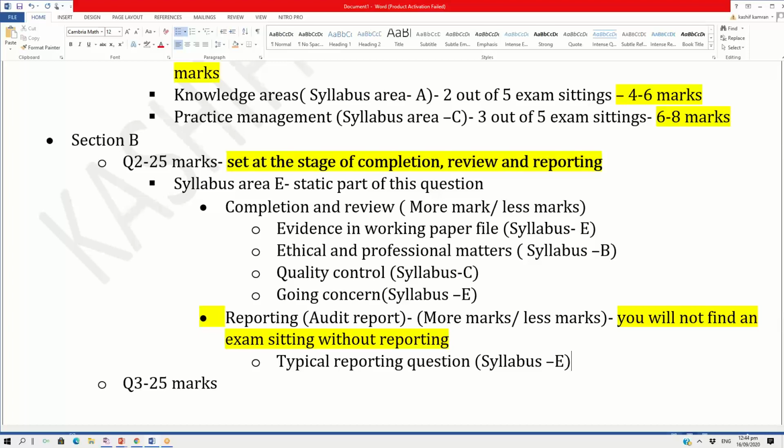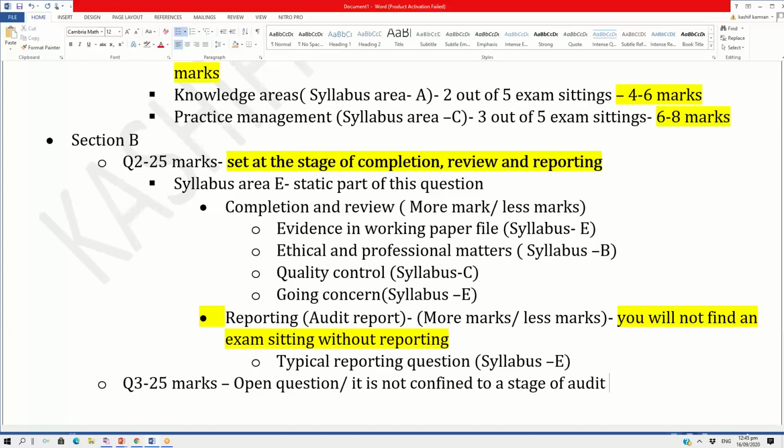Finally, when you look at question number 3, we say in AAA it's the most open question. The reason we say this is because it is not confined to a stage of audit. There is no stage of audit to this question. Question number 1 is set at the planning stage. Question number 2 is set at the completion, review and reporting stage. Question number 3 is not confined to a stage. It's the open question. Anything can happen in question 3. It's the most experimental question.